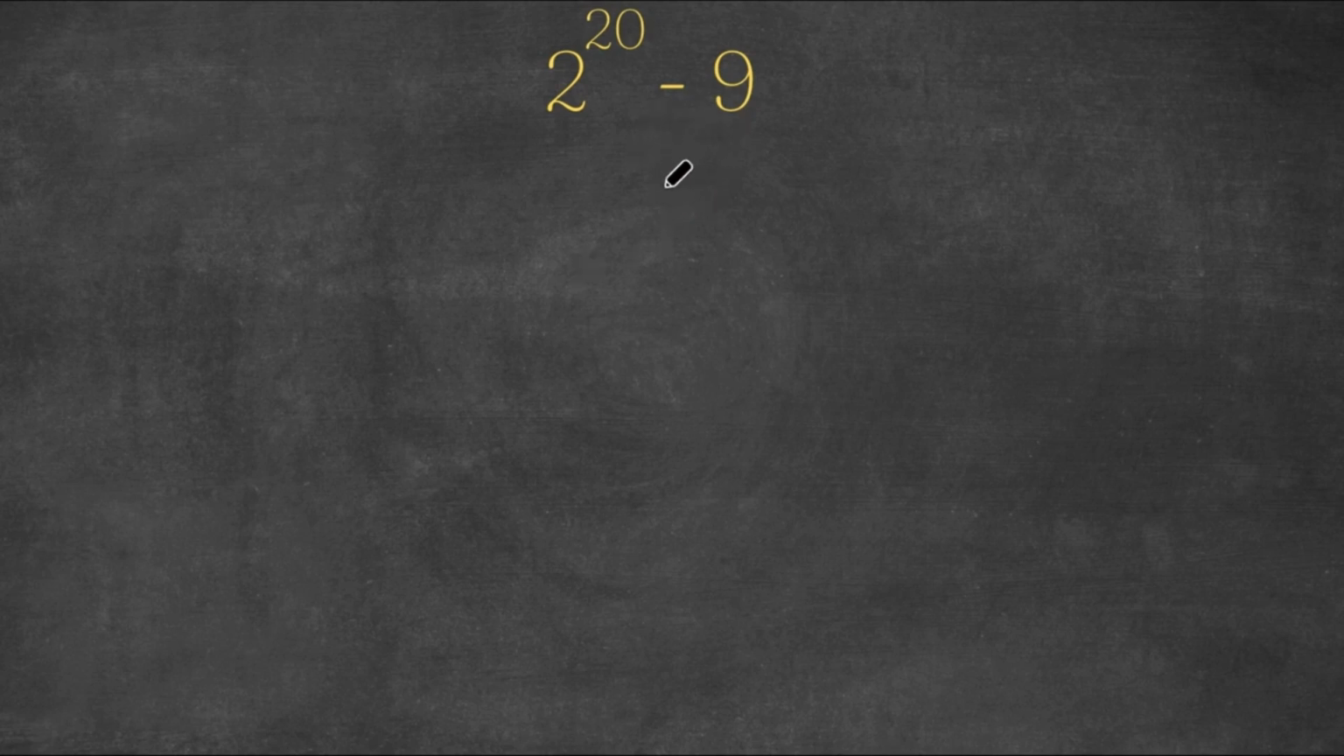In today's video, I'm going to be teaching you guys how to solve this exponential problem. So we have 2 to the power of 20 minus 9, and we want to find out what this equals. So first off, we're going to change 2 to the power of 20 to 2 to the power of 10 to the power of 2.